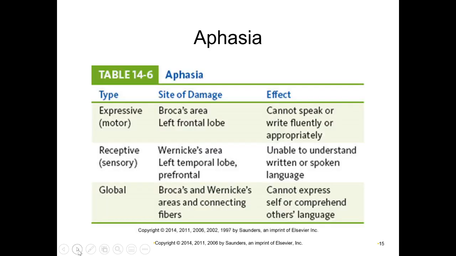Aphasia. There are different types. You see the expressive, receptive, and global, and that's what we just talked about. And the Broca's, Wernicke's, and in both areas affected, and how they're affected. Expressive, they can't speak or write fluently or appropriately. Receptive, they don't understand what you're saying. And then global may be both.